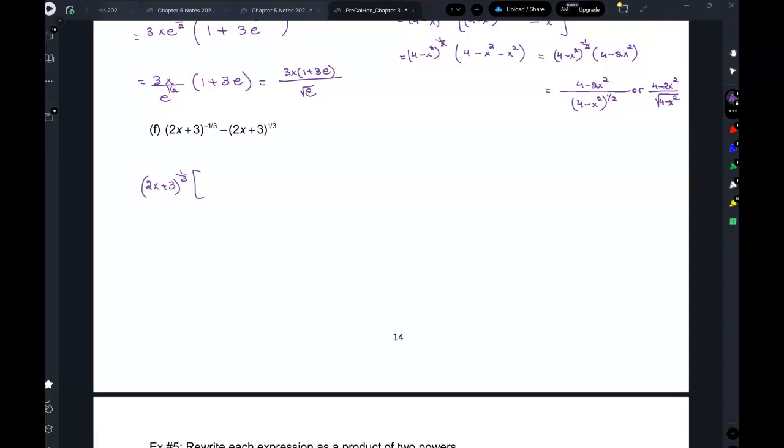Okay, so this will go away, so you get a 1 minus 2x plus 3, 1/3 plus a third. So 2x plus 3 to the negative, 1 minus 2x plus 3 to the power of 2/3.